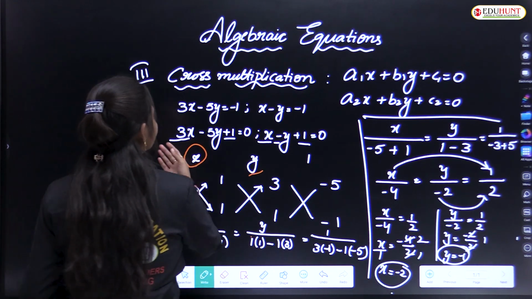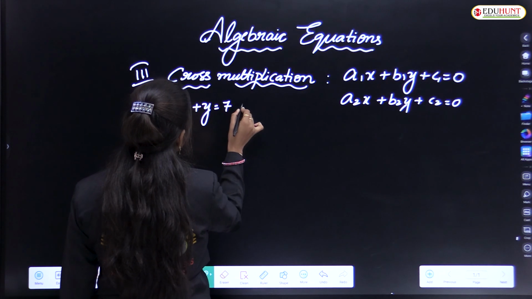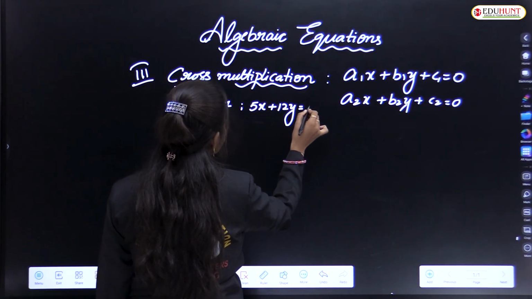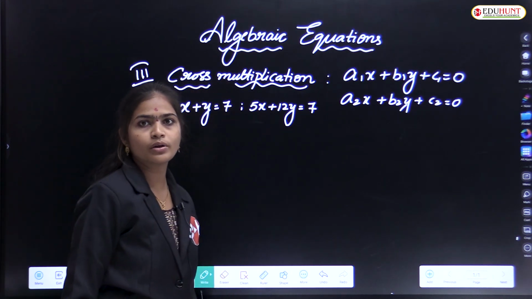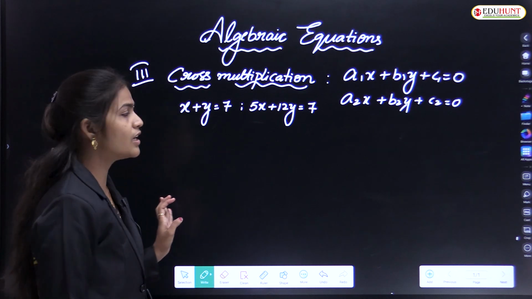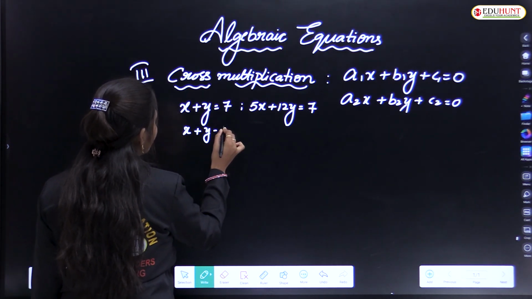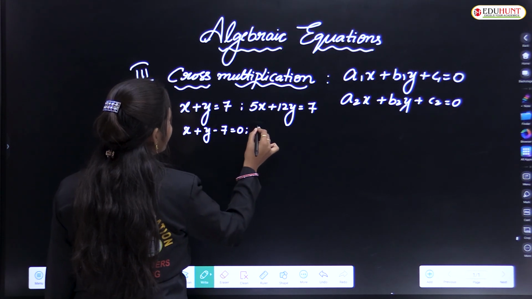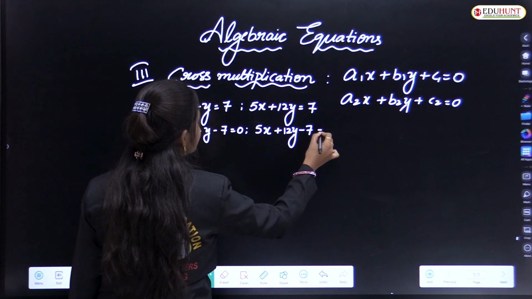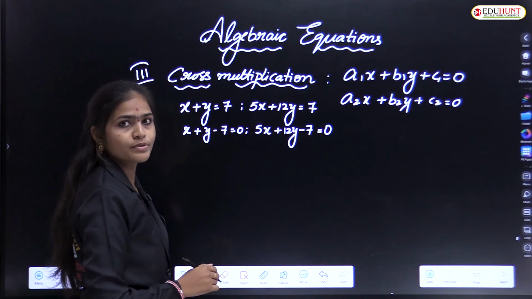Okay, listen. So here x plus y is equal to 7. Next, 5x plus 12y is equal to 7. So here two equations are given again. So first we need to convert those equations into the general form of a system of equations, right? So here x plus y minus 7 is equal to 0. Next, 5x plus 12y minus 7 is equal to 0. Okay, two equations. Now those two are also in the general form.